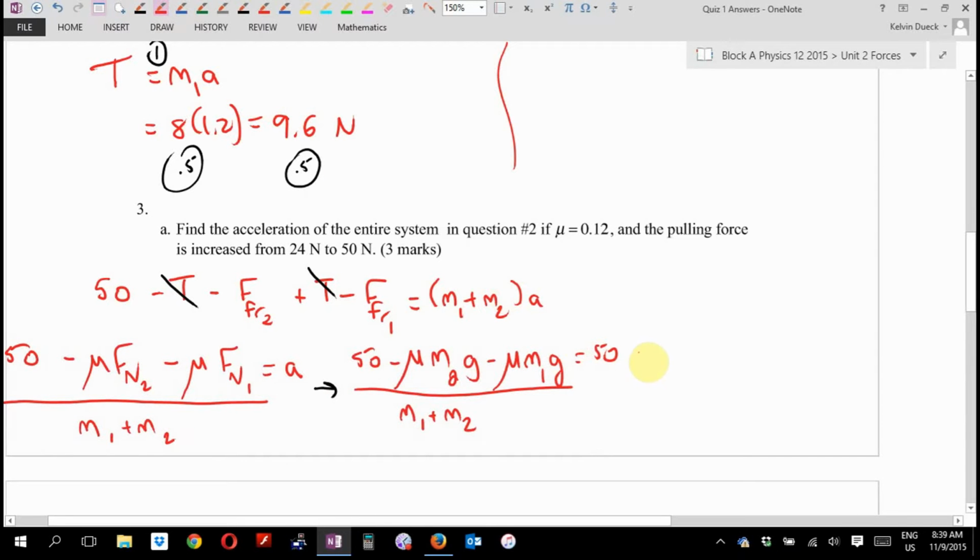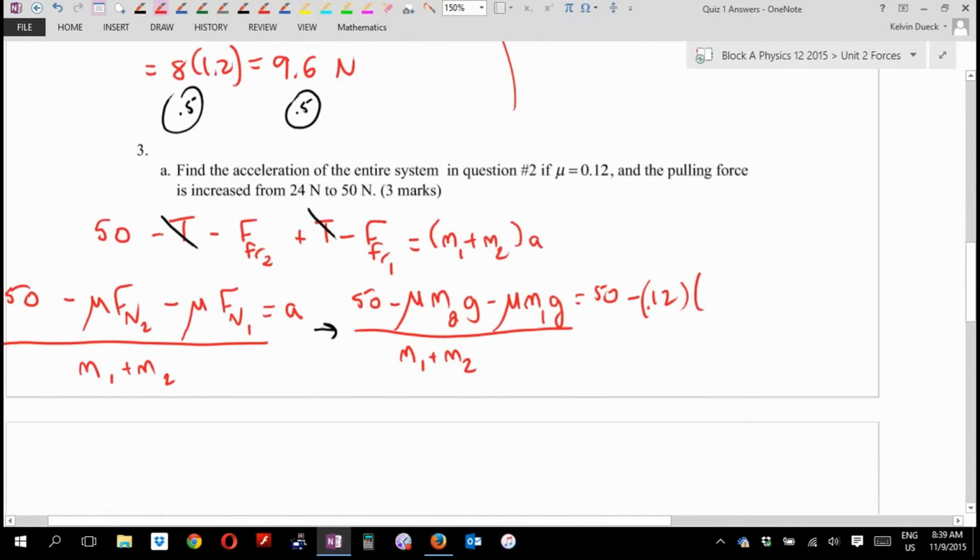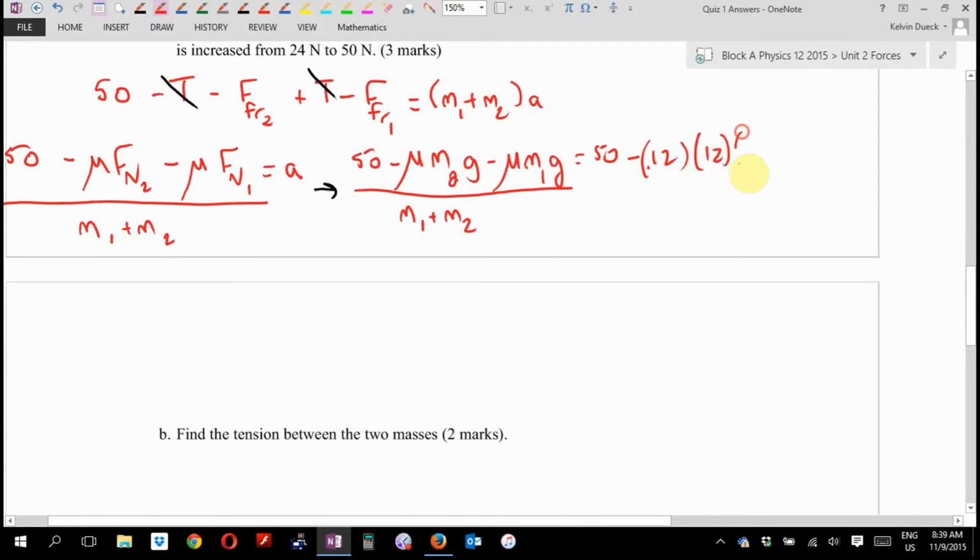50 minus 0.12. Mass 2 was 12. Times 9.8 minus 0.12. Barely going to fit this in. 8. Oops, I'm going over the edge. Times 9.8. I've been going over the edge for a while. All over 20.